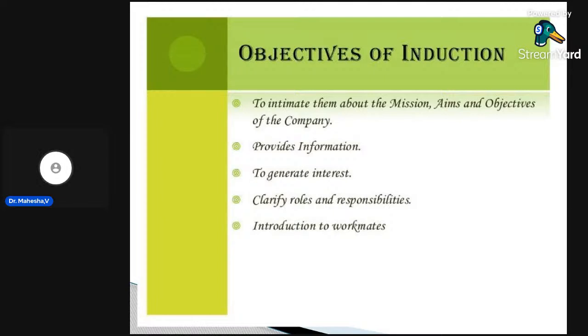Clarify the roles and responsibilities. Clarifying the roles and responsibilities of the employees.